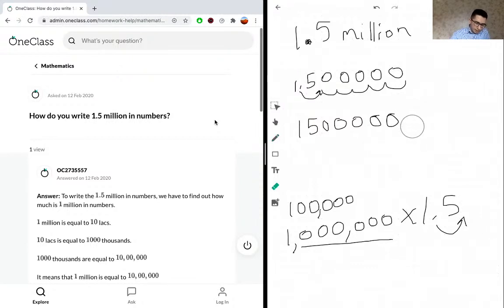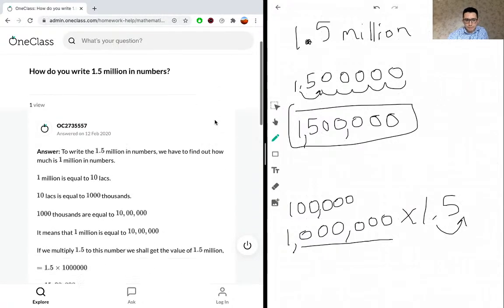And we're left with 1.5 million, but in a numerical format. So we can put commas between every 3 digits just to make it look a little clearer. And this is our final solution. So this is 1.5 million in a numbers format.